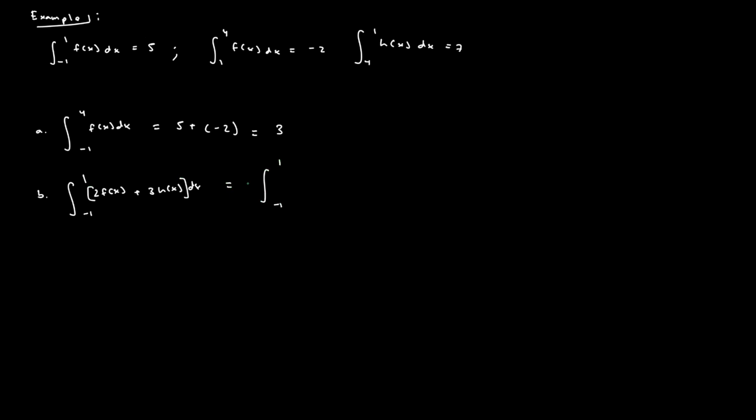One of them is the integral from -1 to 1 of 2 times f of x dx, plus the integral from -1 to 1 of 3 times h of x dx, right? We're given these values. So 2 times f of x dx on -1 to 1 is simply 5, plus 3 times 7. And so this is equal to 21 plus 10, which is equal to 31, right?